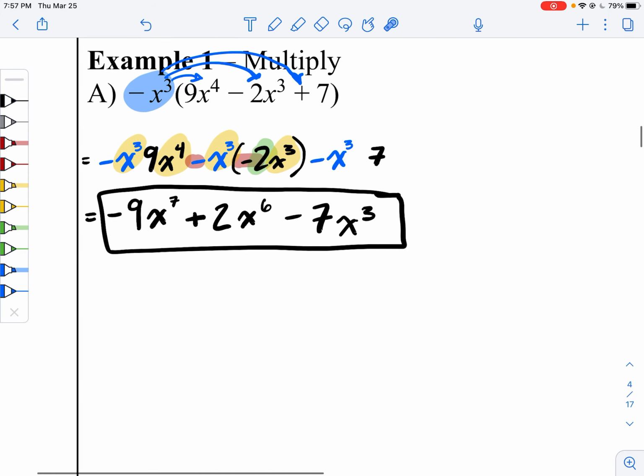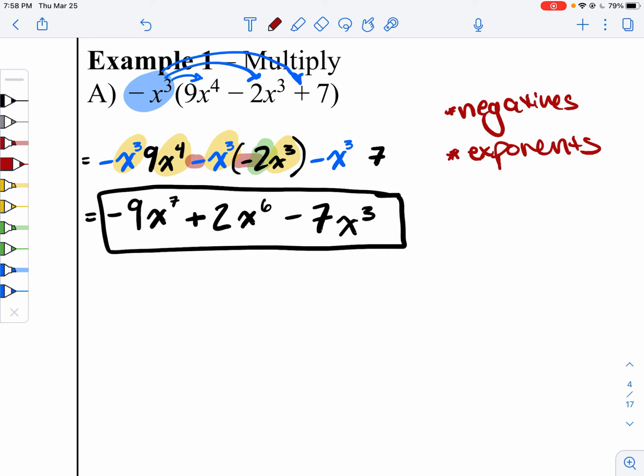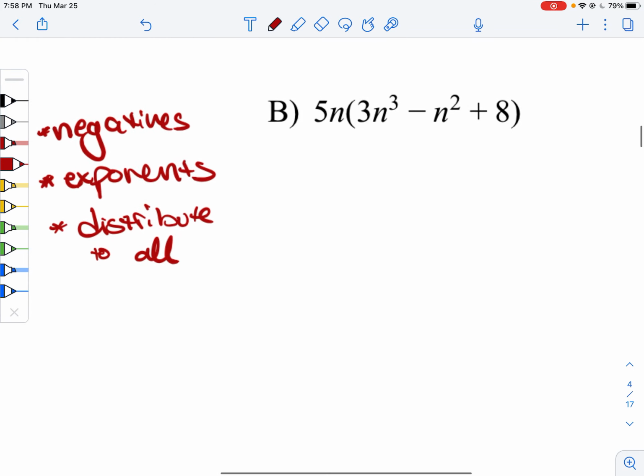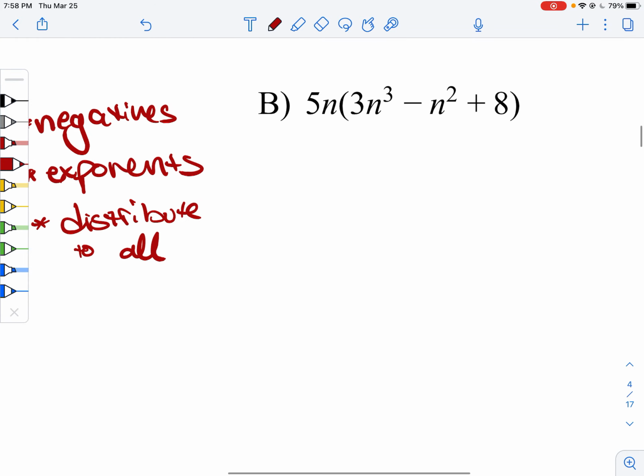Things to look out for. Watch out for negatives. Watch out for exponents. And remember to distribute to everybody. So we're going to take these 3 reminders and we're going to use them to find this product.